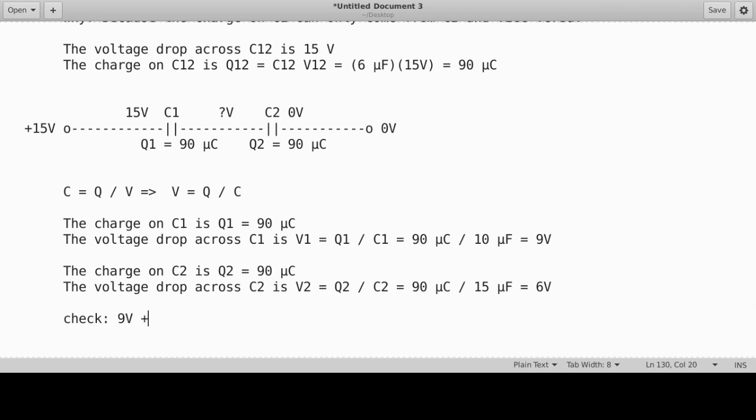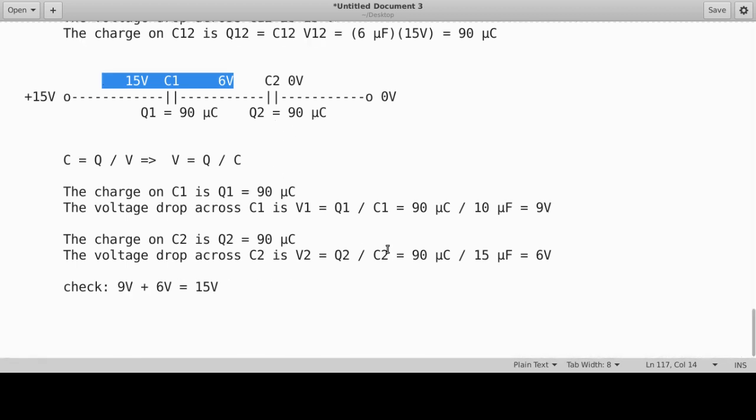And here's our little check. 9 volts plus 6 volts is equal to 15 volts. Ta-da! That's exactly what's happening here. So that question mark turns out to be 6 volts, because we're at 0 here, we're at 6 volts there, and then we have to climb another 9 volts to get to the 15 volts. And so that's how you do these types of problems.